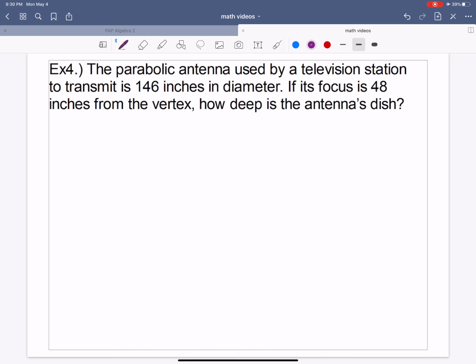I love this question. Pause it now and write this down, or at least read it on your own, and we'll jump right in. The parabolic antenna used by a television station to transmit is 146 inches in diameter. If its focus is 48 inches from the vertex, how deep is the antenna's dish?